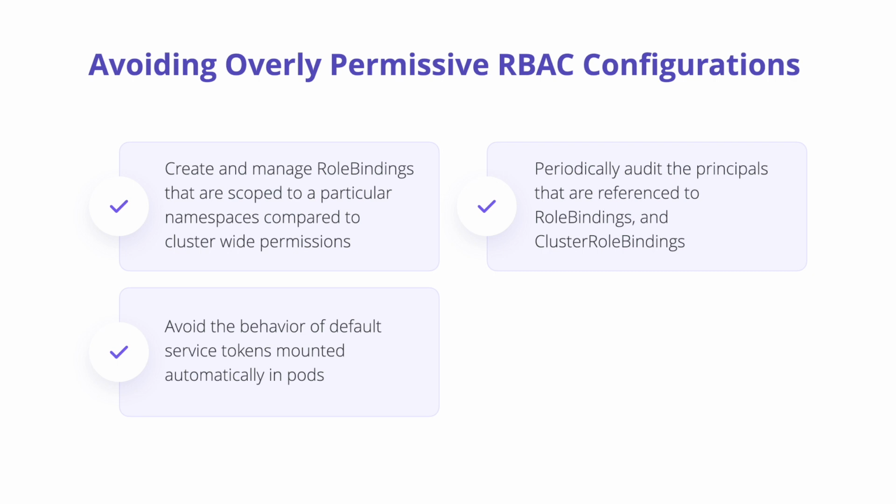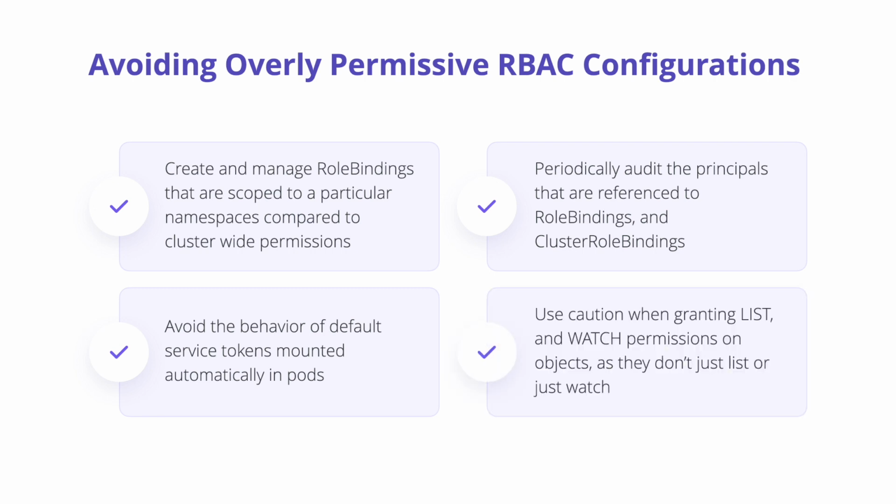Blocking the service account tokens from being automatically mounted to pods is one step closer to following the principle of least privilege, particularly if pods do not need to talk directly to the API server. Exercise caution when granting list and watch permissions on API objects, as list and watch permissions divulge the object details when listing and watching.